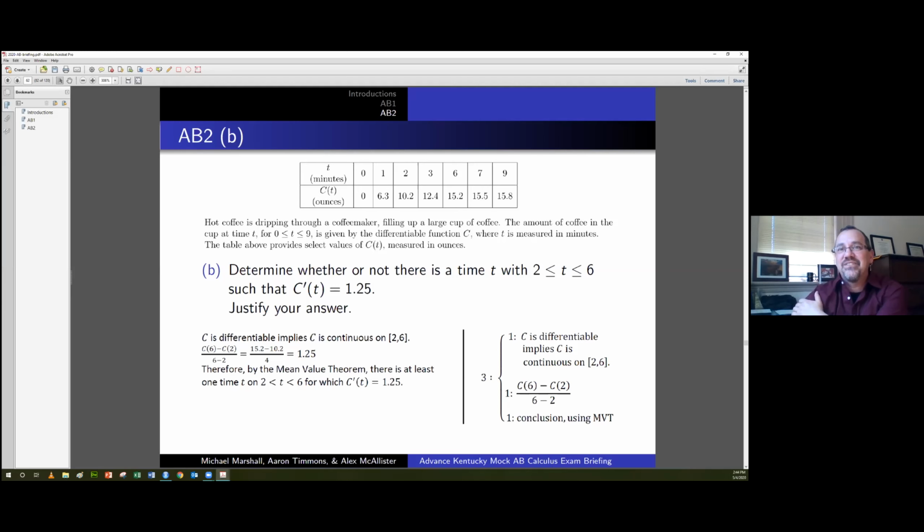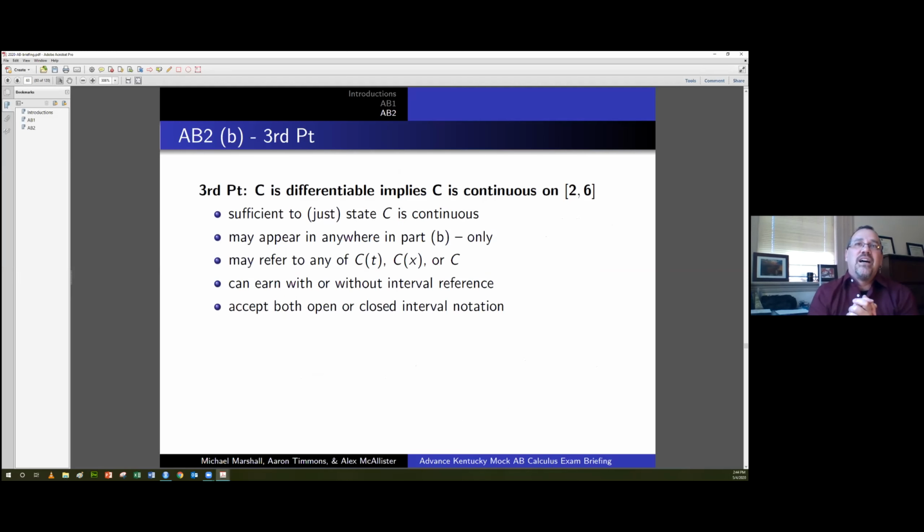I think there's a lot of clarification that needs to come with a couple of these points. So we will let the student just say the function's continuous. They've already been told it's differentiable. We're not gonna require them to restate C is differentiable. And it can appear anywhere in part B, but we're gonna be looking in part B. We're not gonna go fishing around the whole question looking for some recognition of continuity. We need to see it within that part B where it's relevant.